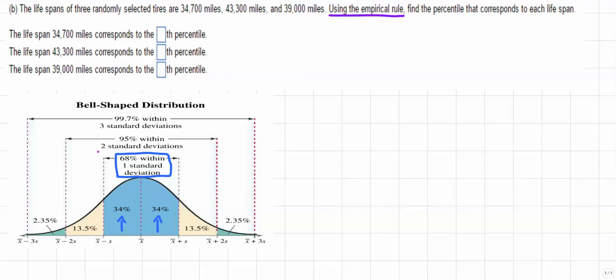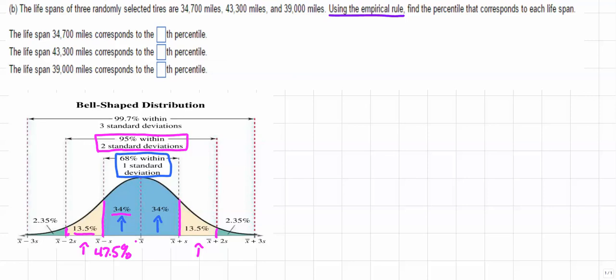Then we understand that 95% of the data falls within two standard deviations of the mean. Notice that this area right here would represent two standard deviations, and in this area is also two standard deviations. But we have to total the values here and here in order to get how much data is contained within those two standard deviations, and that would be 47.5% total.